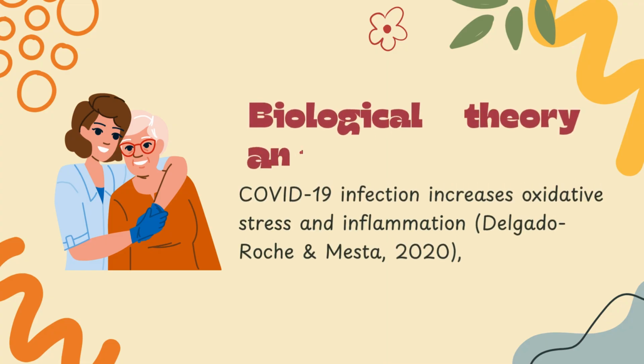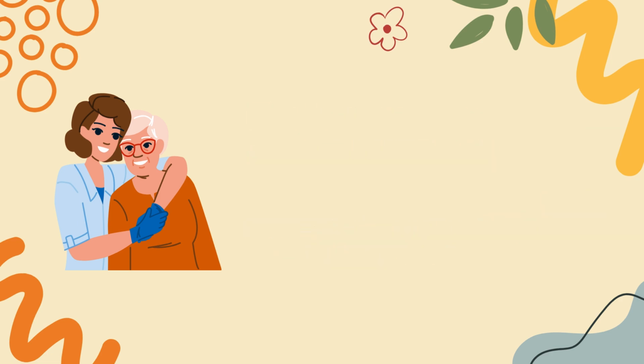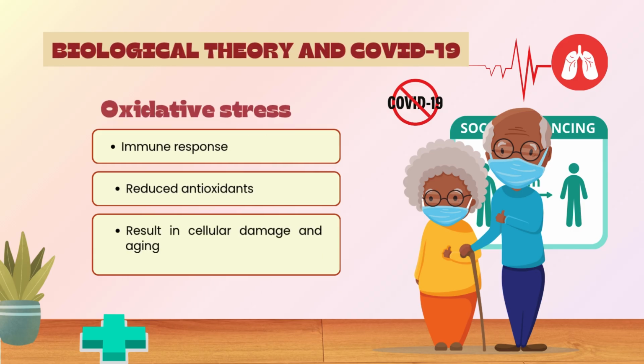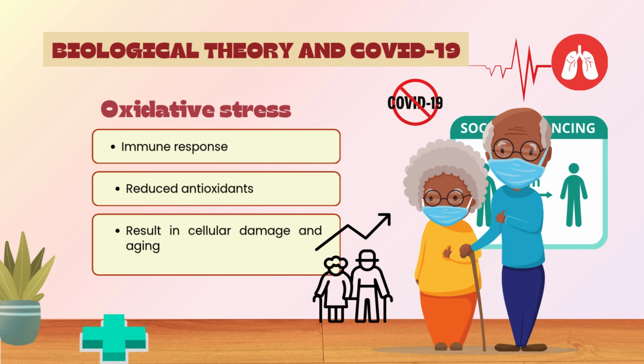COVID-19 reflects the random events of biological theory. This disease may speed up the aging process, particularly in the brain, due to accumulated damage over time. COVID-19 will lead to oxidative stress, where reactive oxygen species are produced in excess. This is due to the strong immune response of the body against the virus that will produce free radicals and reduce antioxidants that will defend against the ROS. Thus, this will result in cellular damage and accelerate aging.